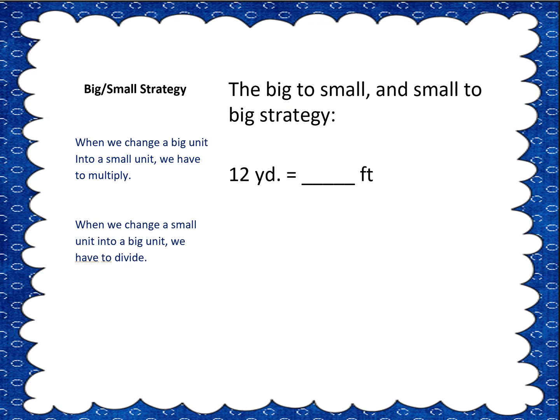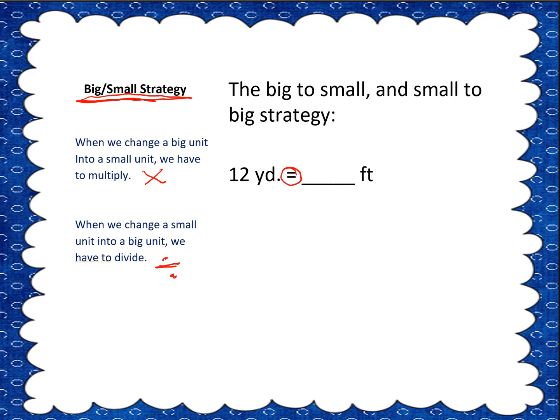So today I'm going to teach you the strategy called the big small strategy. All right, the big small strategy is a strategy that we use to help us convert or change one unit to another unit. So something to remember, when we are changing a big unit to a small unit, we're going to multiply. So when we're looking for a bigger number, we're going to multiply. But if we change a small unit to a big unit, we divide because we're looking for a smaller number. So let me explain that.